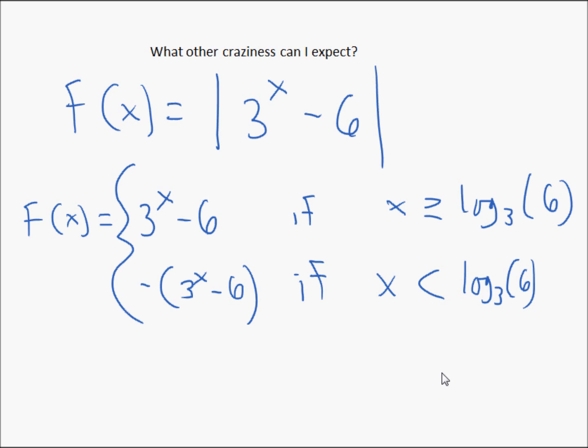So main goal, when you have an absolute value function, all you're going to do is realize that it either equals what's inside, 3 to the x minus 6, or it equals the opposite of what's inside, negative 3 to the x minus 6. It equals what's inside when what's inside is positive. It equals the opposite of what's inside when what's inside is negative. And then you solve the inequality, and then you set up your little piecewise function here. No biggie.